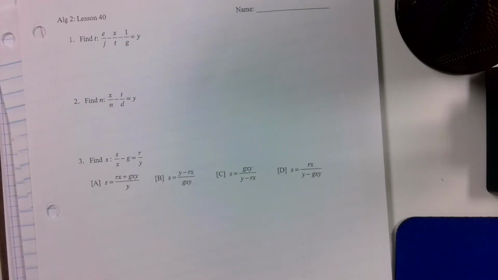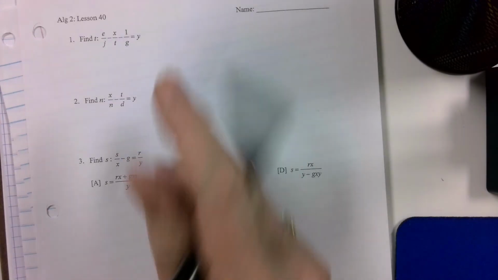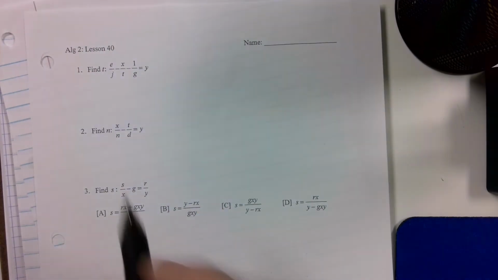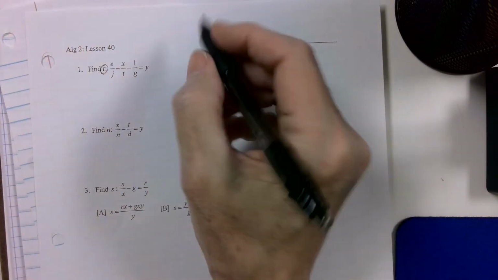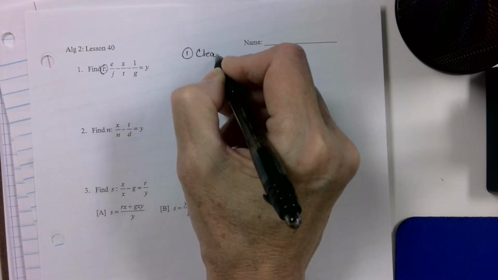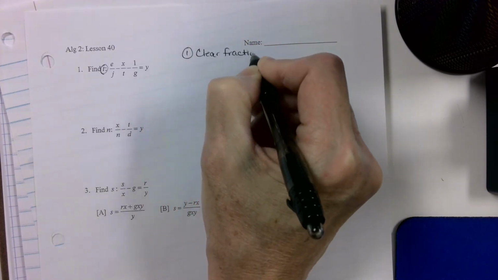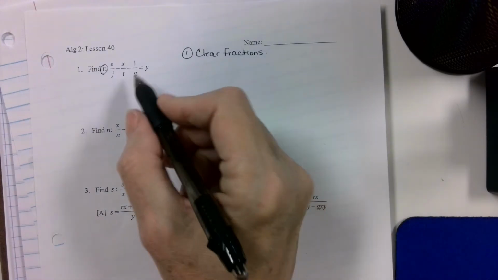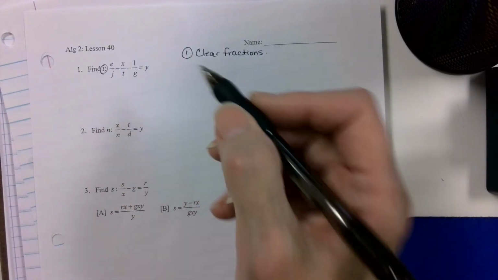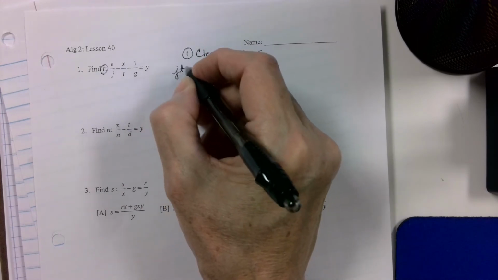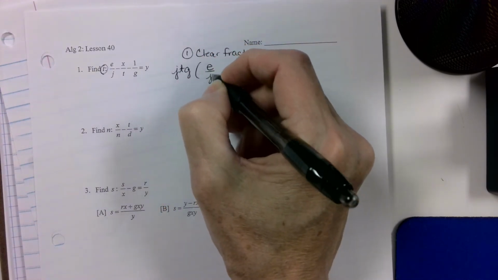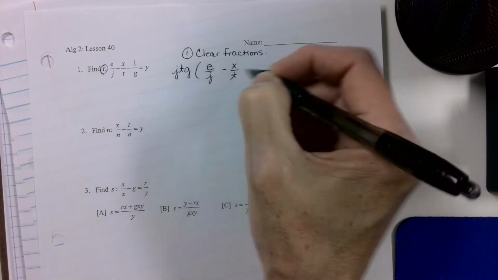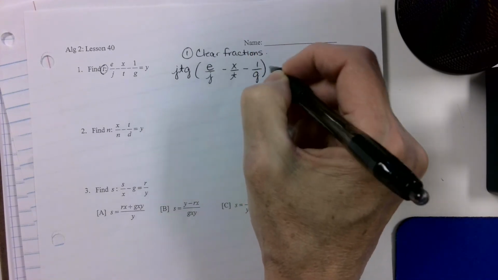Okay, let's look at lesson 40. In 40, we're finding how to solve an abstract equation. There is one little number there, but basically it's all just variables. We're going to find t. But step 1 is to clear the fractions. Okay, now the way I'm going to do that is I'm going to multiply everything by j and t and g. So j, t, and g times e over j minus x over t minus 1 over g equals y.